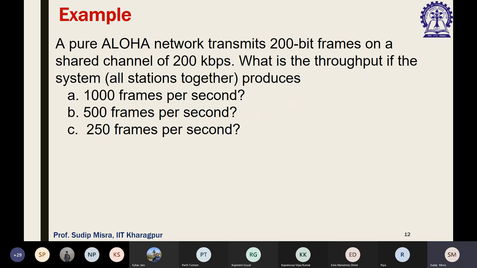Let us look at a pure Aloha network that transmits 200 bit frames on a shared channel of 200 kbps. The question is, what is the throughput of the system if the stations produce 1000 frames per second, 500 frames per second, and 250 frames per second. So let us look at the scenario of 1000 frames per second. We are talking about frames which are 200 bits long, and the shared channel has a bit rate of 200 kbps, and 1000 frames per second are sent by the stations.